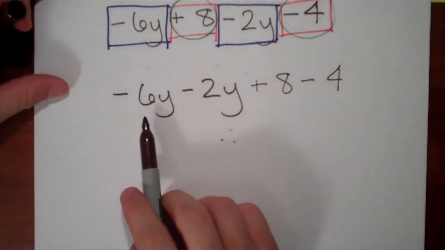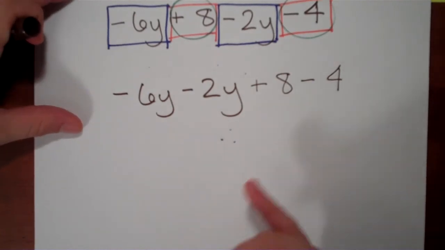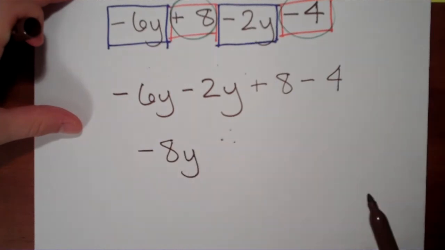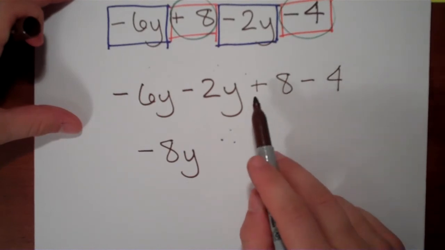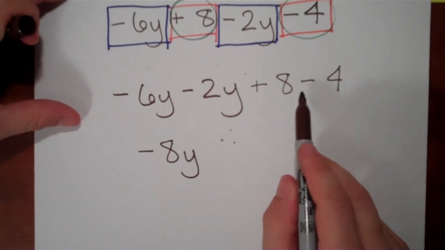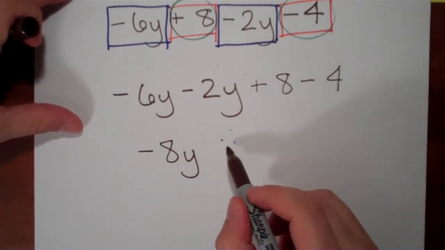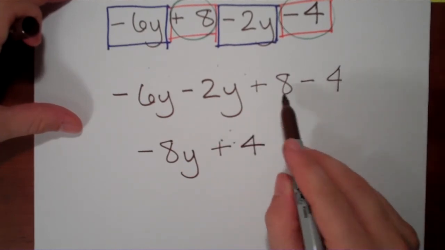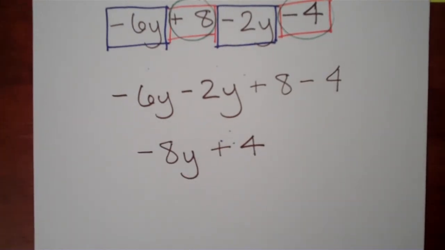What do we get? If we start with negative 6y, and we take away another 2y, think about it on the number line, negative 6 minus another 2 would end up at negative 8y. And then we're going to add 8 and then subtract 4. Plus 8 minus 4. If we add 8 but then take away 4, really that's going to bring us back down to 4. So we could write plus 8 minus 4, or we could just write plus 4. If we add 8 and then take away 4, really we're only adding 4, right? So we've just simplified this expression. It would be negative 8y plus 4.